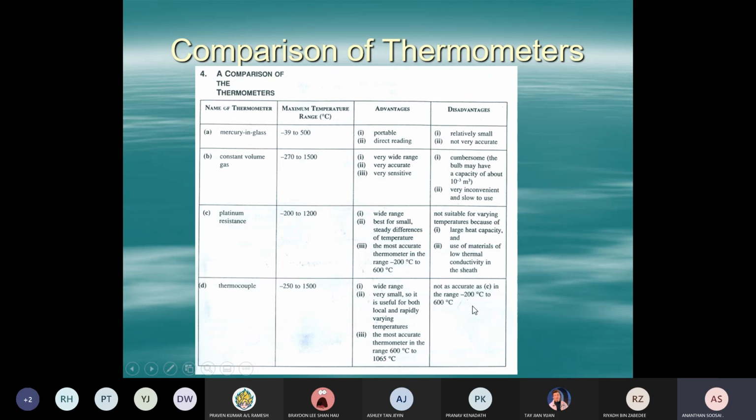Any questions, guys, for today's lesson? No questions. So today we learned about the different types of thermometer, what the thermometric property is, and what the pluses and minuses are. Okay, so I stop here.